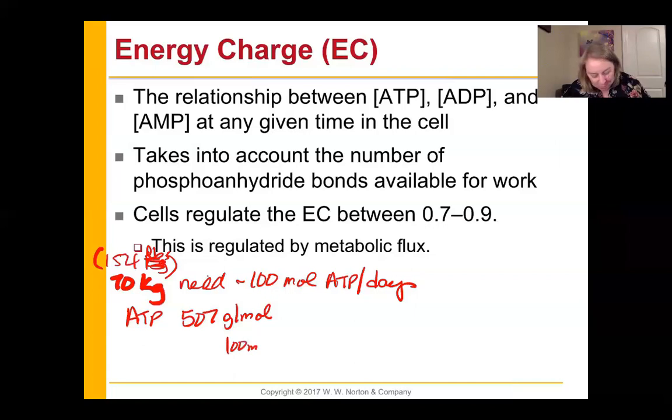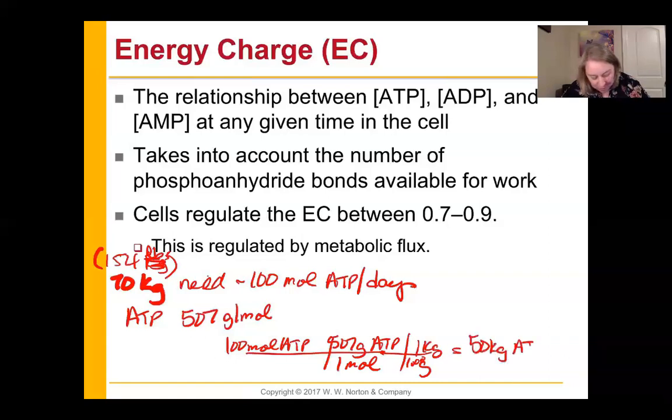So it's 100 moles of ATP, and you have 507 grams per 1 mole. Then you convert from grams, 1,000 grams to 1 kilogram. What you would end up with is about 50 kilograms of ATP per day. And I know kilograms, right? That's 110 pounds of ATP per day that you would have to hydrolyze. You would have to consume that much. We can't do that. So what we have to do is recycle.